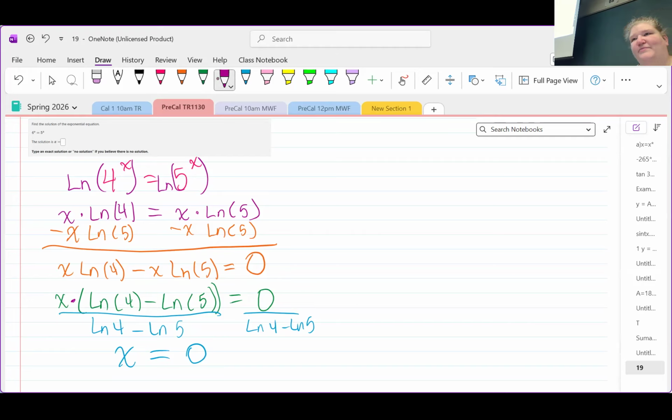And this is what can happen when you're doing math: you get so focused on doing all the steps to the problem, and then at the end you get an answer and you're like, that seems way too simple. Go back, look at the equation, plug in the number, and see if it makes sense. Once you plug it in, 4 to the 0, oh yeah, that's 1. Oh yeah, and 5 to the 0 is 1. Yep, 0 totally works.